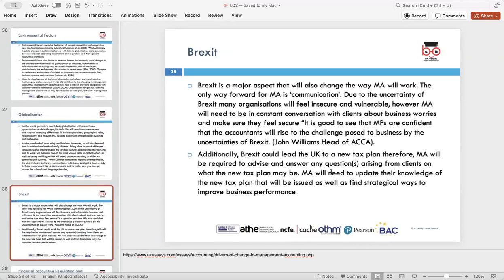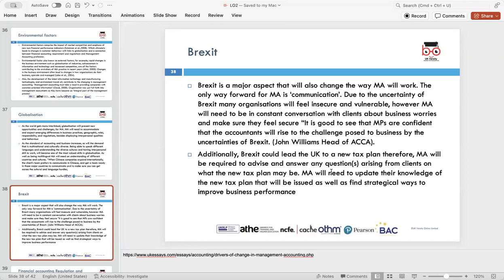Brexit. I hope you know very well about Brexit. There are significant factors that will also bring about changes to the functioning of management accounting, and one is Brexit. Communication is the only way for management accountants to go forward. As a result of the unpredictability of Brexit, a great number of organizations will experience feelings of insecurity and vulnerability.